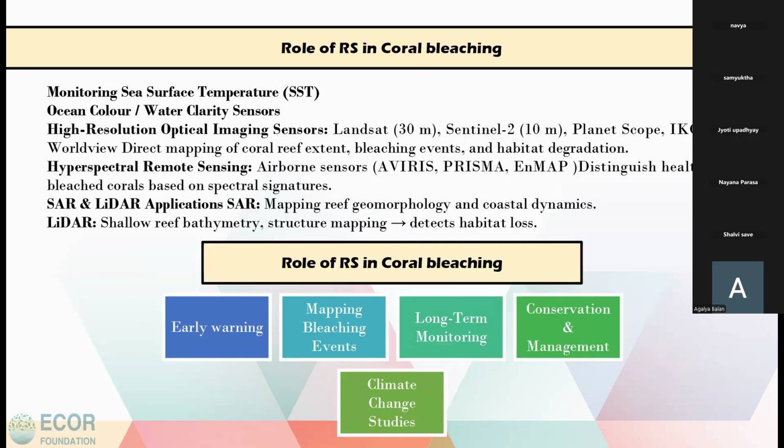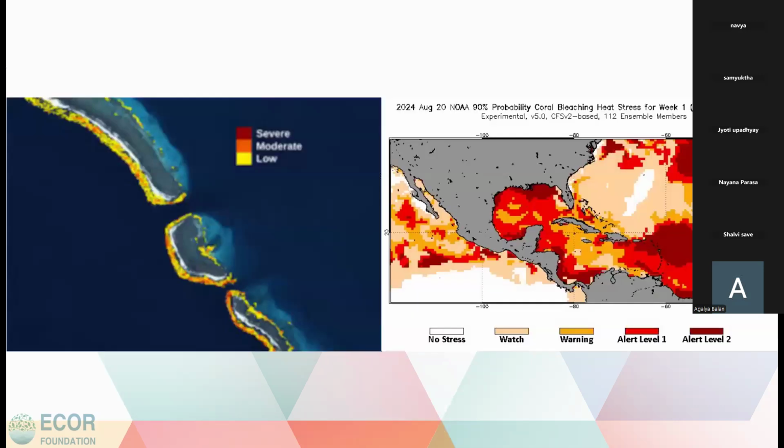So it is a threat to the marine ecosystem, and it is also an important parameter for the health of the marine ecosystem. Here the role of remote sensing is that we can see ocean color and turbidity, how the water clarity is, through the satellite sensors. And using hyperspectral remote sensing, we are able to identify it with very minute spectral signatures. And we can use synthetic aperture radar and lidar as well, laser beam technologies, to monitor this coral bleaching. So here is the coral bleaching heat stress map.